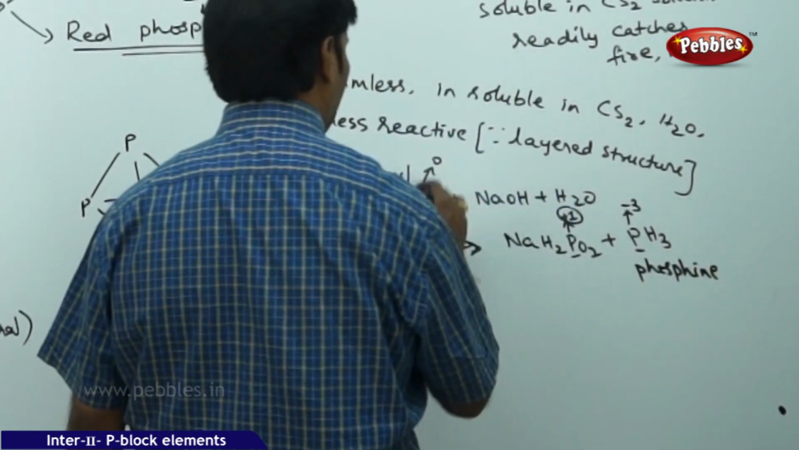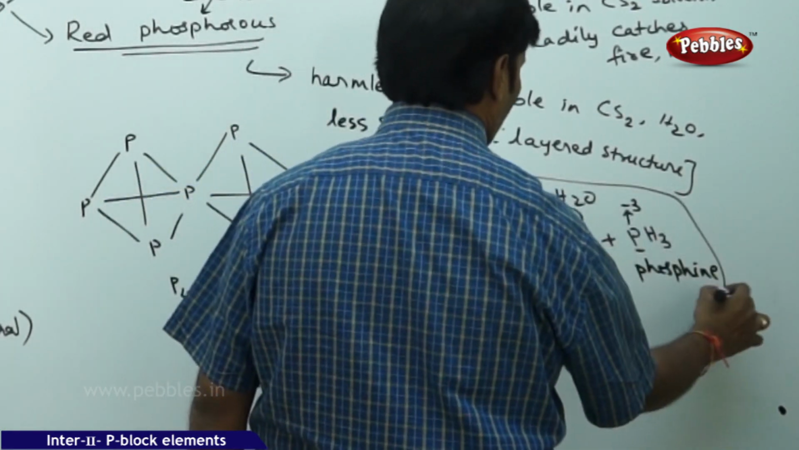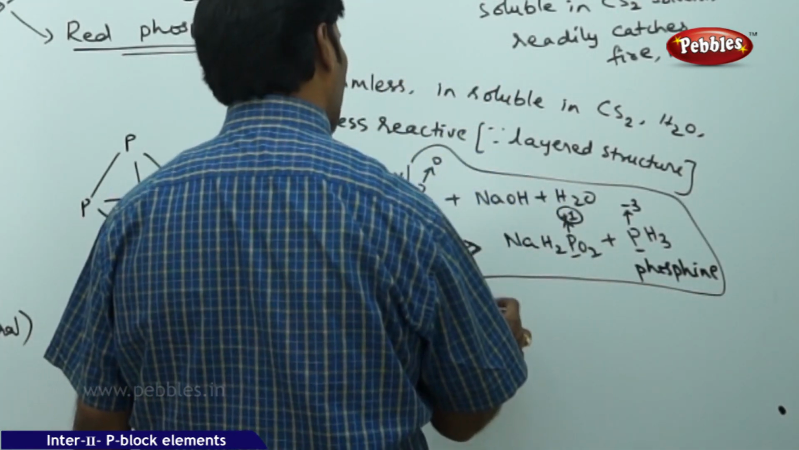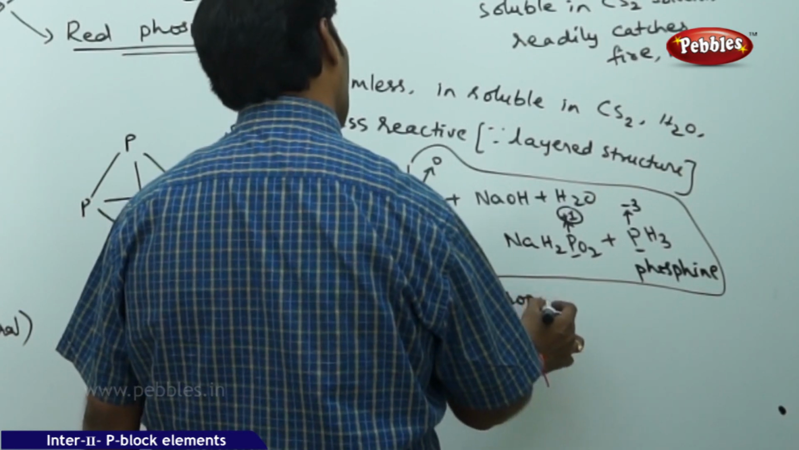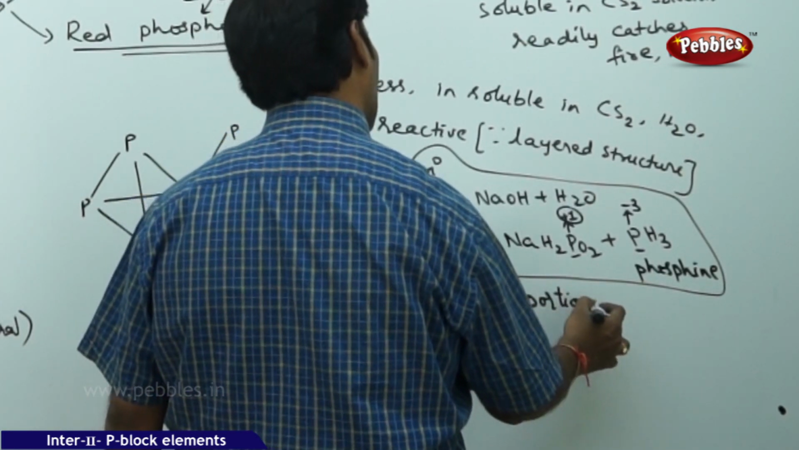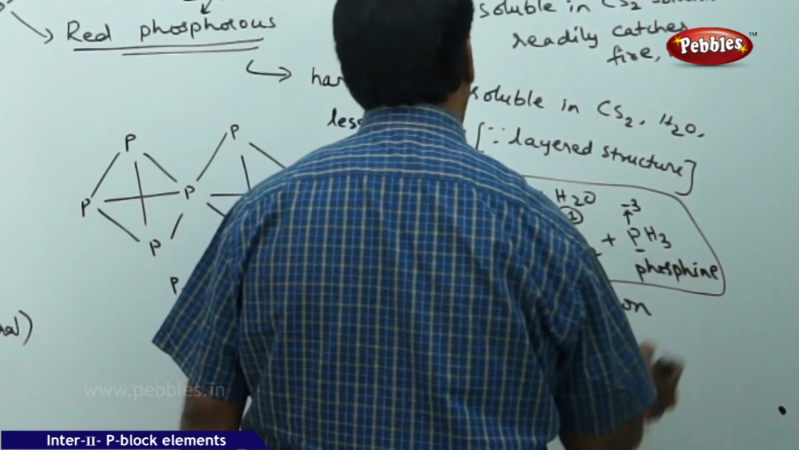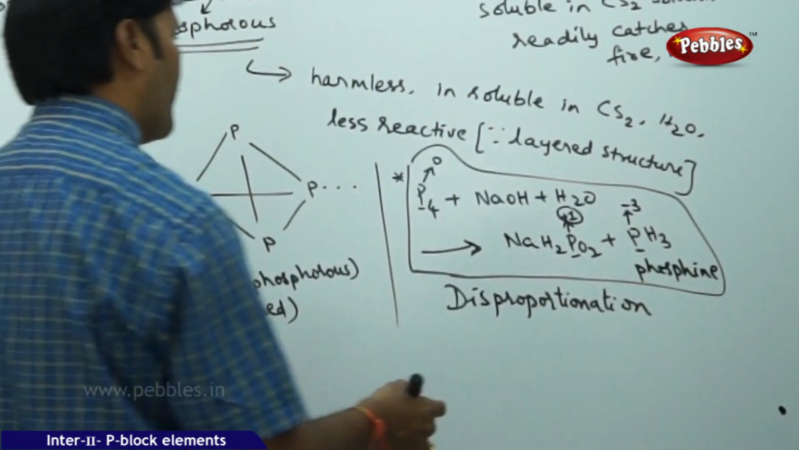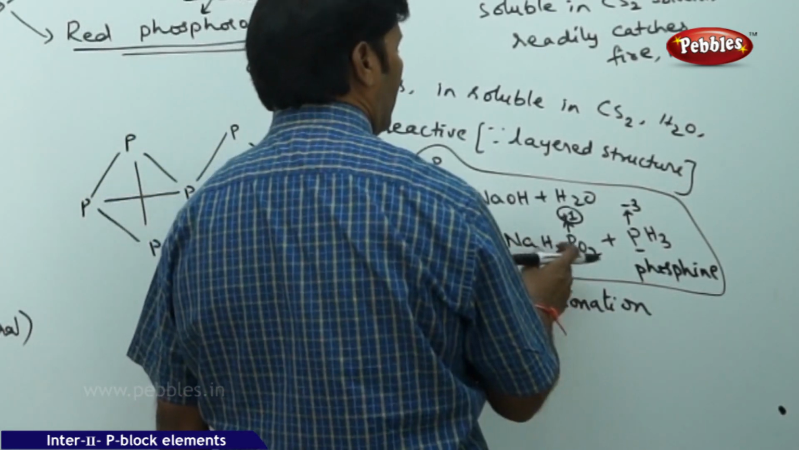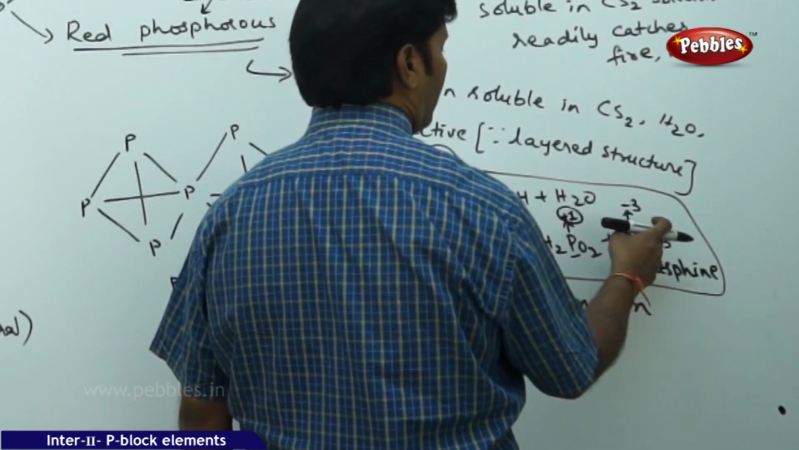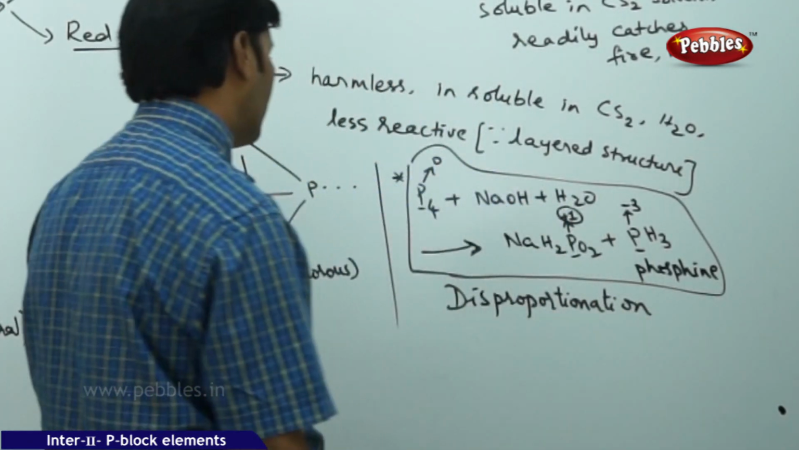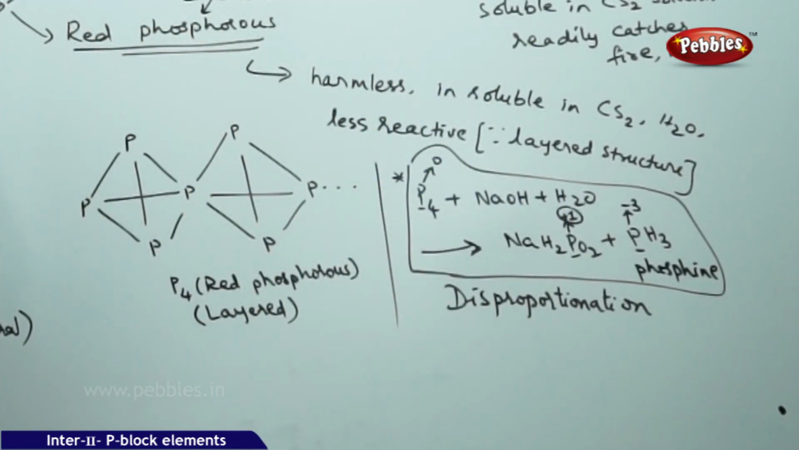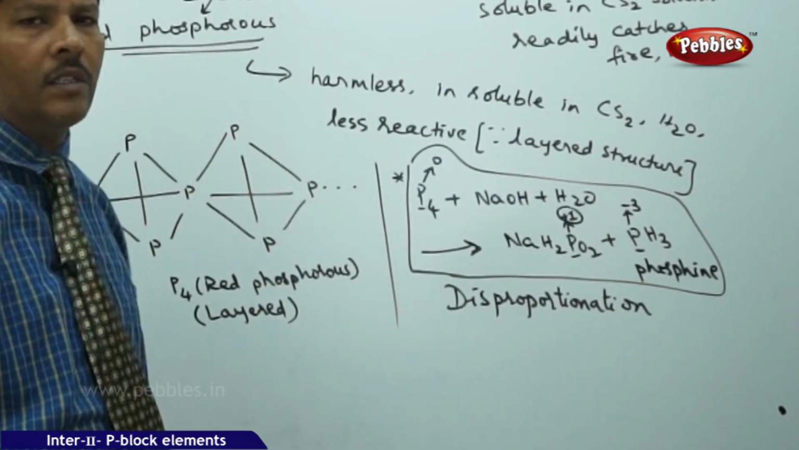It's a poisonous gas, and this reaction shows the disproportionation reaction wherein the phosphorus is undergoing both oxidation as well as reduction. It is getting oxidized in the form of sodium hypophosphite and it is getting reduced in the form of phosphine gas. So the disproportionation reaction is very clearly seen in that step.